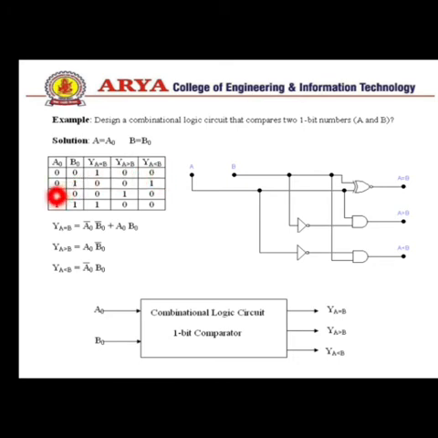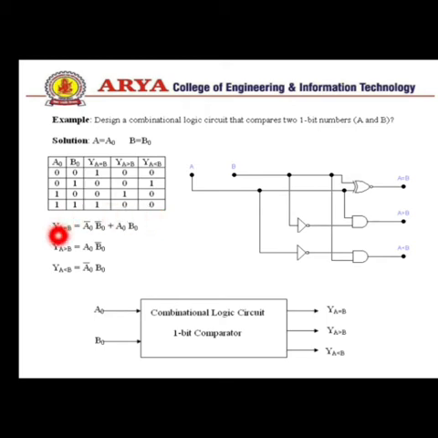When the condition of A and B is 0 1, we know that A is less than B. So for the A less than B condition, the output is high, which means 1, and the other outputs are 0. For 1 0, we know that A is greater than B, so for the greater than output, it is 1 and the others are 0. And for 1 1, this is an equal value, so A equal B is 1 and the others are 0.